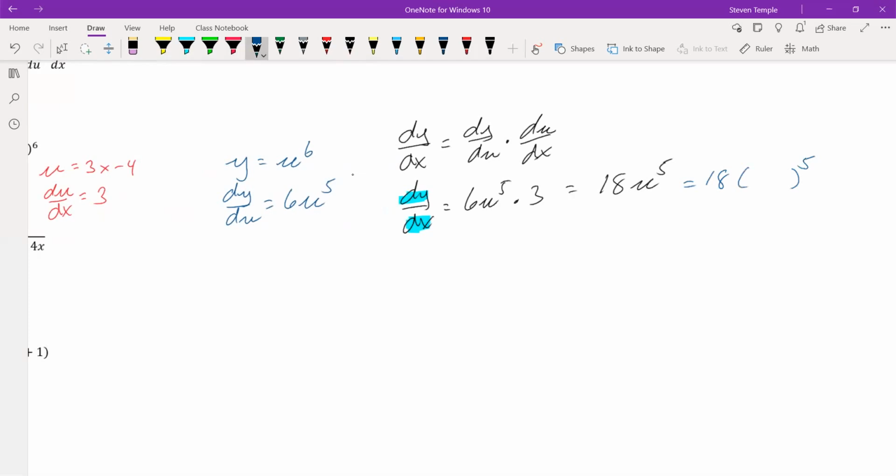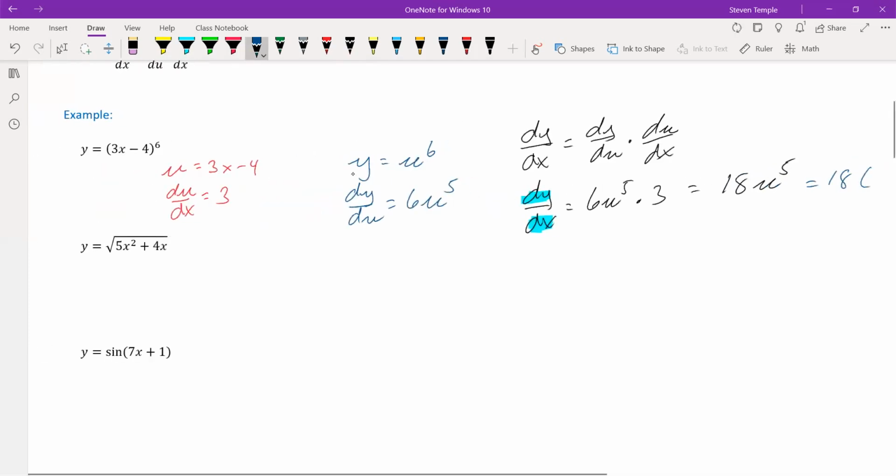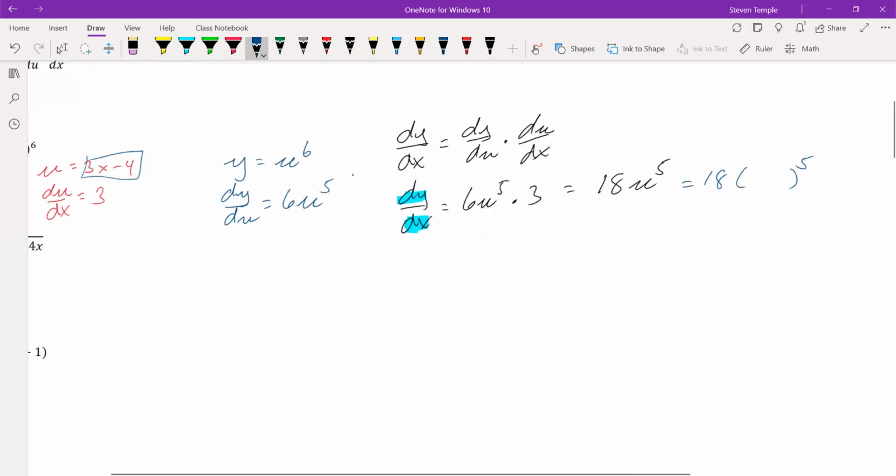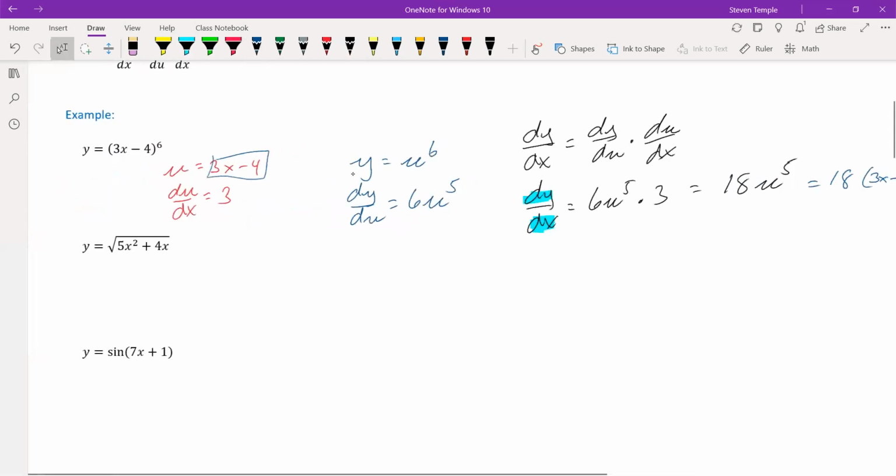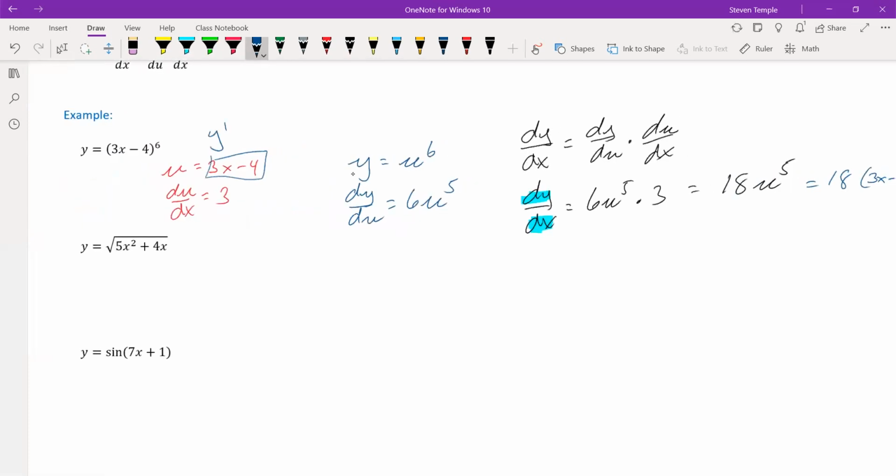What is my u? Let me go back here. Oh, my u is this. It's 3x minus 4. So I replace that, 3x minus 4, and that is the derivative. So I would just write down y prime equals 18 times (3x minus 4) raised to the 5th.